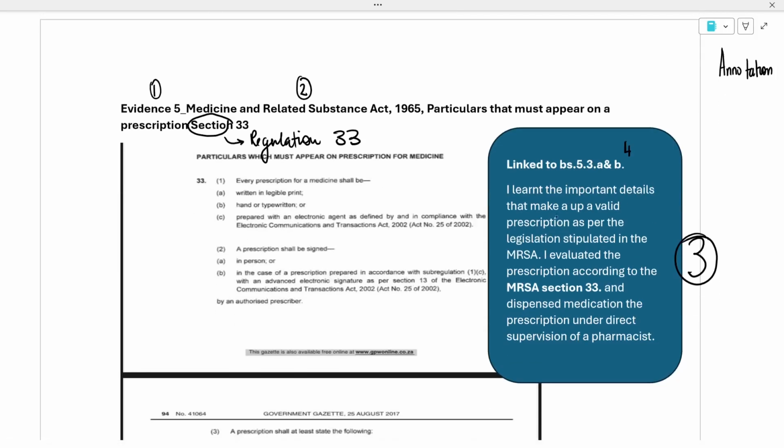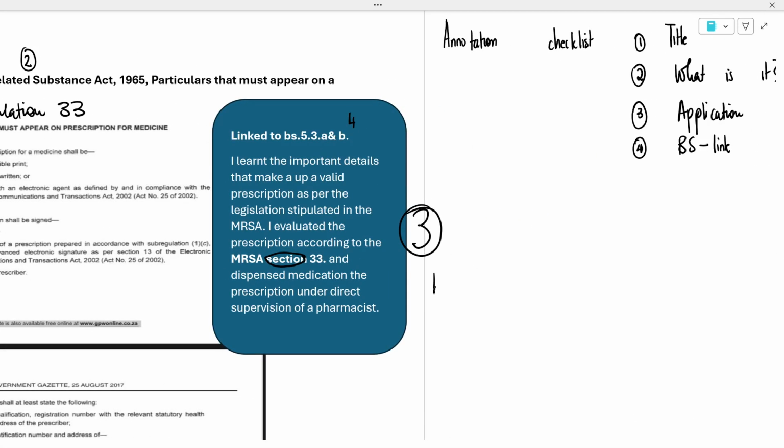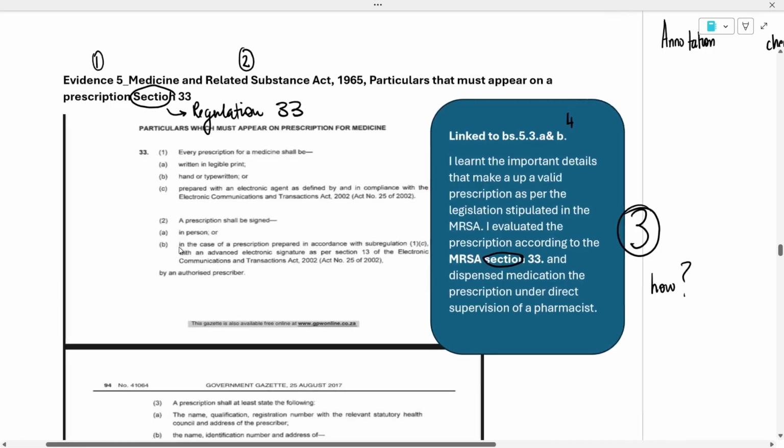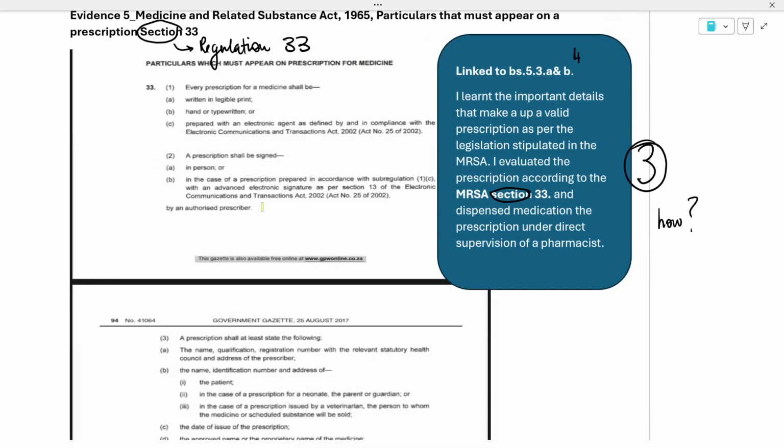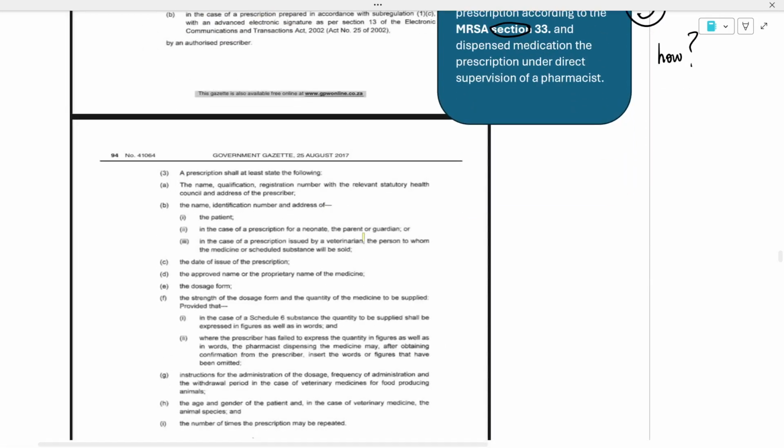I learned the important details that make up a valid prescription. I evaluated the prescription according to regulation 33, not section 33, and dispensed the medication. So here, how did you evaluate the prescription? What did you check in the prescription that you evaluated? How you do this is you look at the requirements. They say that every prescription shall include certain information. Every prescription is signed. Was the prescription that you dispensed signed? Every prescription must state these things that are stated here. You don't have to include and explain all of them, but the patient name, which you did cover because of confidentiality, the dosage form.